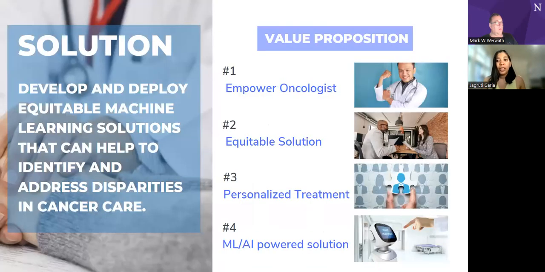So we want to develop a solution that develops and deploys equitable machine learning solutions that can help identify and address disparities in cancer care. We are trying to create personalized treatments and equitable solutions for everyone, so that they feel they are being addressed and know what's going on with their treatments. This will not only empower the oncologist, but the patient will also feel they are getting a personalized treatment which could cure them very efficiently.